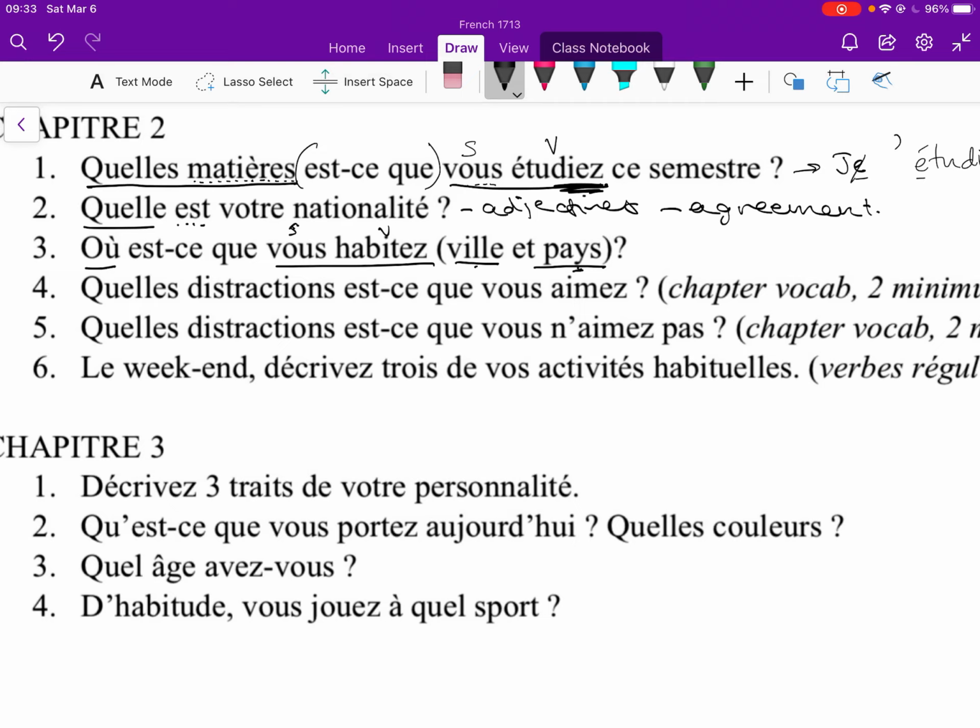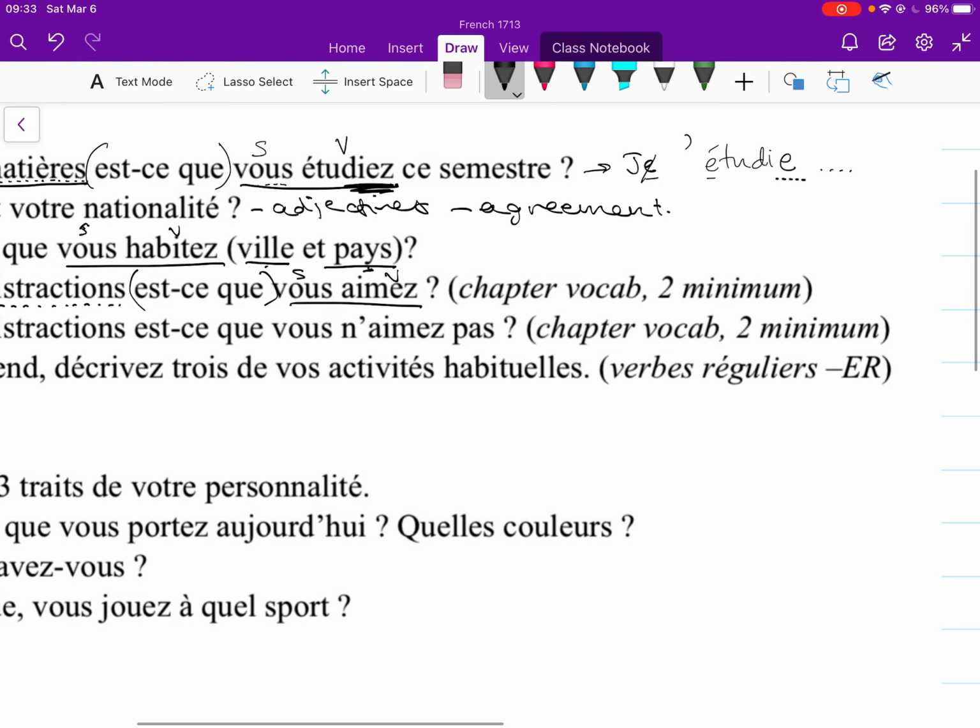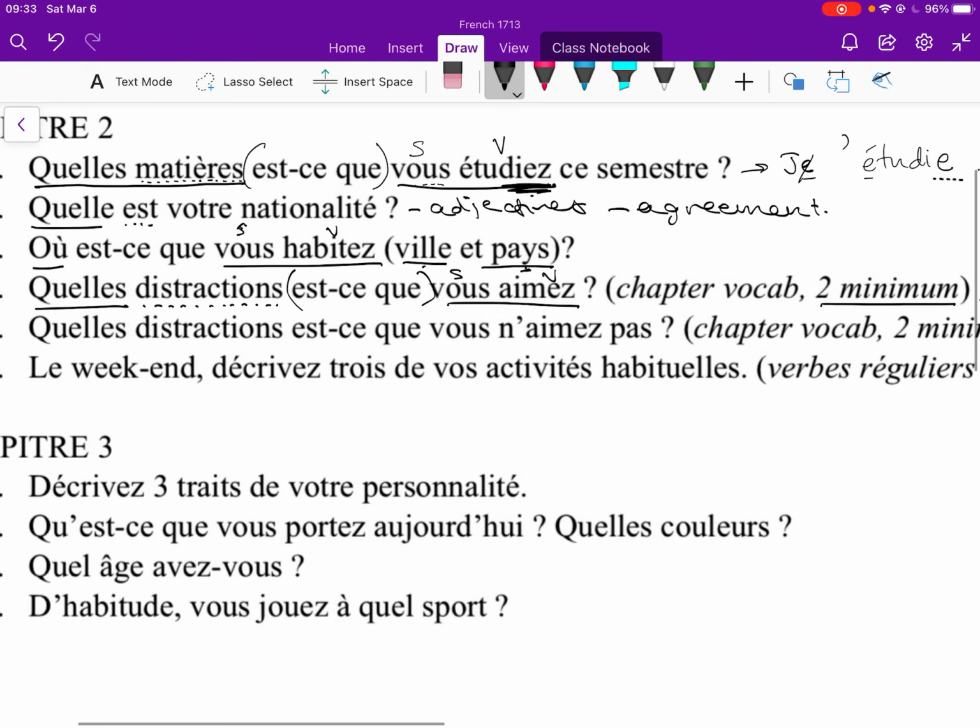Numéro 4. Quelle distraction est-ce que vous aimez? So question word is quelle, which. Distraction, that's the hobbies, that's vocabulary. Est-ce que, question, vous aimez, subject, verb. You're turning vous aimez around, using your chapter vocabulary and including 2 minimum hobbies that you like.